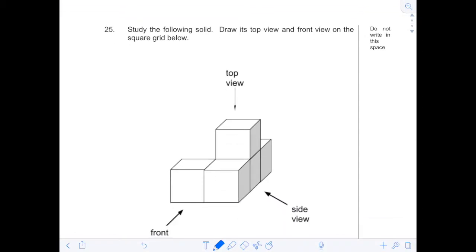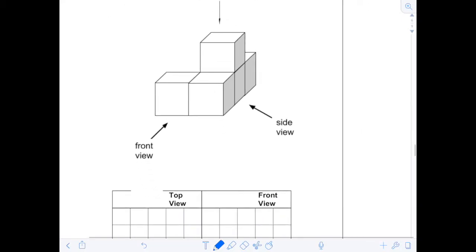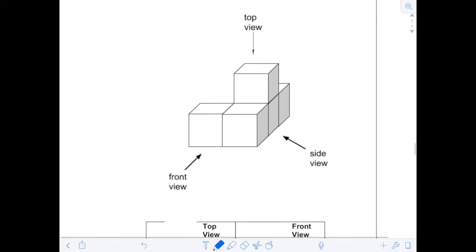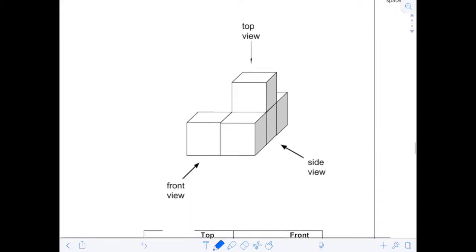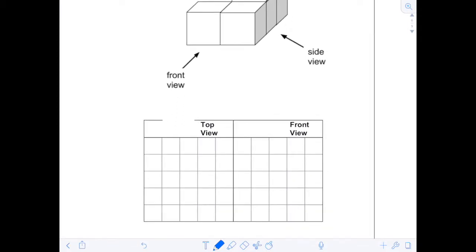Question 25. Study the following solids. Draw its top view and its front view. You all should be kind of experts in this already. So for the top view, remember when you do the top view, you always have to make sure that the front is facing you before you flip it over to the top side. For this case, it should look something like 3 cubes from here to here.